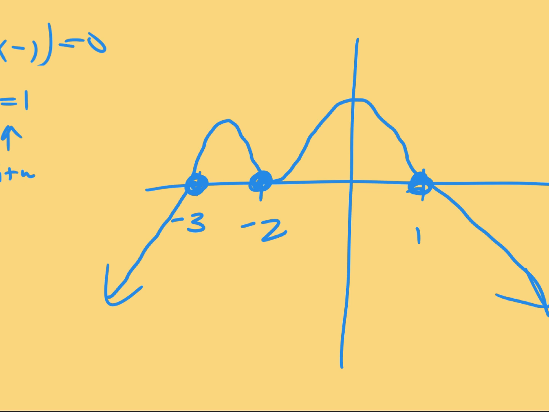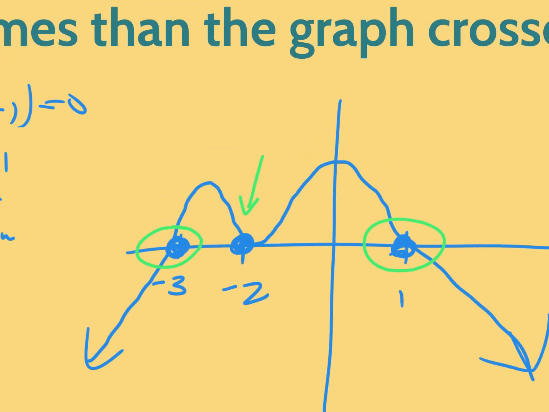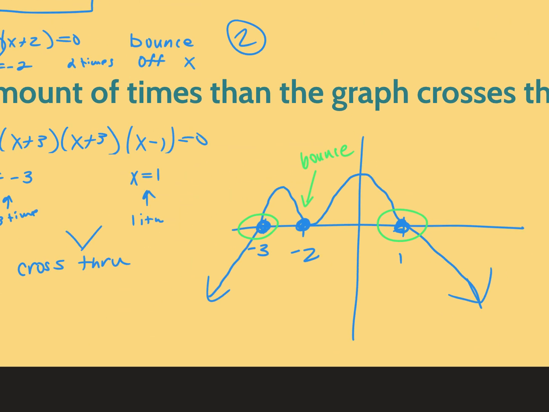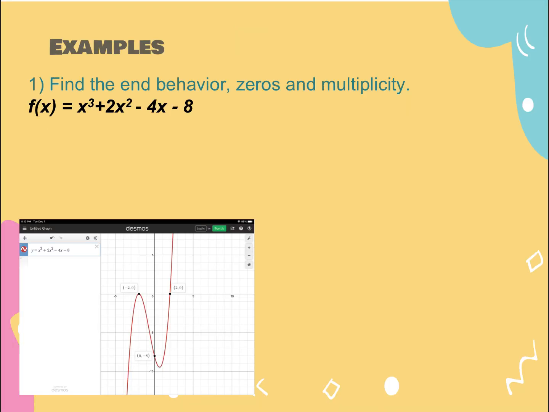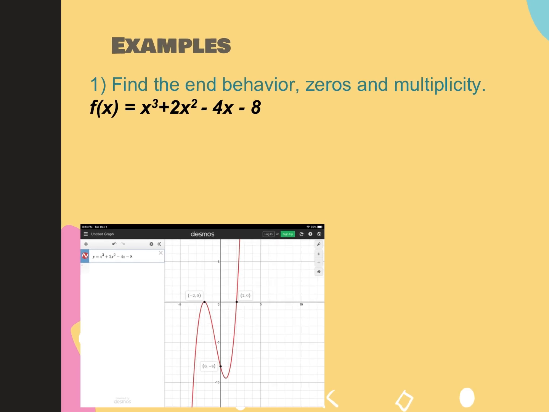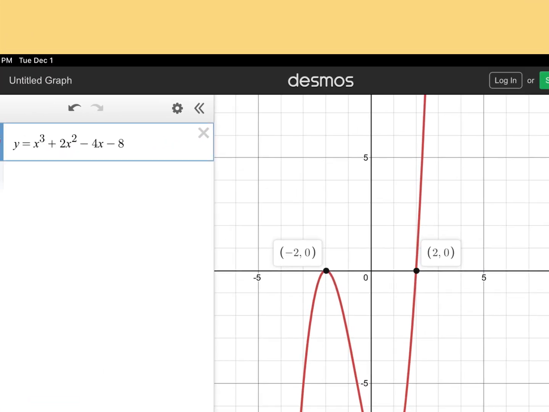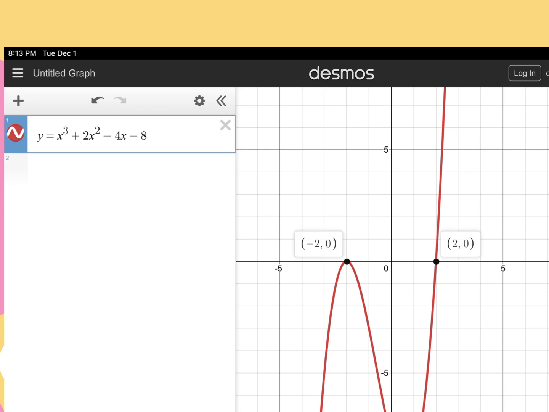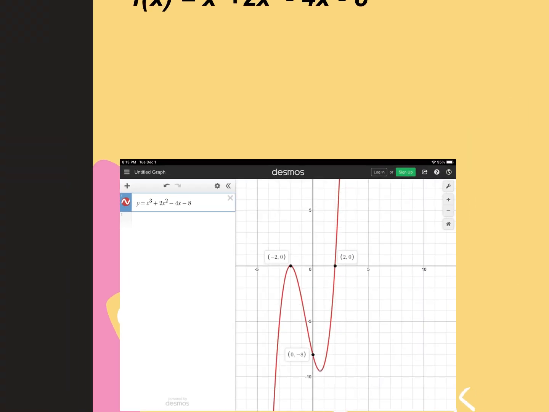To cross through means it actually goes through the x-axis. This is bouncing, where it touches it and goes the opposite direction. And the reason that occurs is the multiplicity of an even number of times. Let's put this into real life. So what Miss Corey did was put all of these examples into a graphing calculator. This is Desmos. And it shows you exactly what the graph looks like.